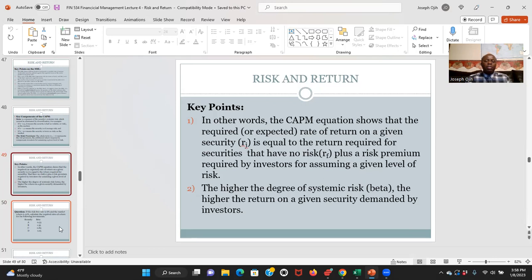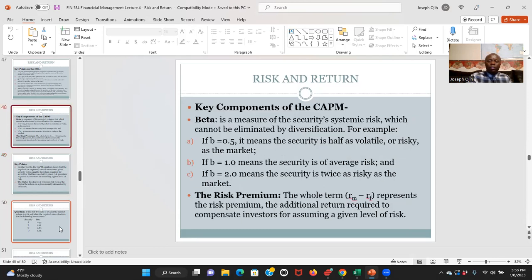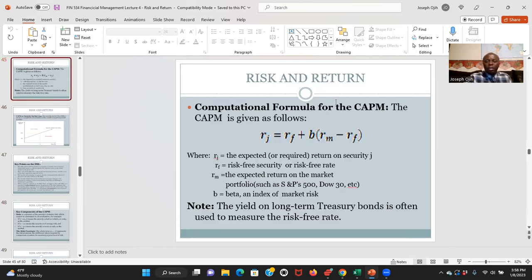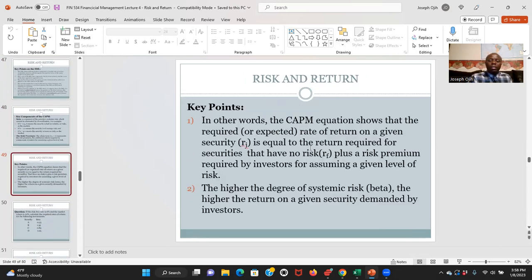One more thing: given the nature of the equation, you can see right here the way the beta is located, you're going to use it to multiply the risk premium. So it basically tells us that the higher the degree of systemic risk, that means the higher the beta, the higher the return that investors will demand of a given security. Because the higher the beta, the higher the risk.